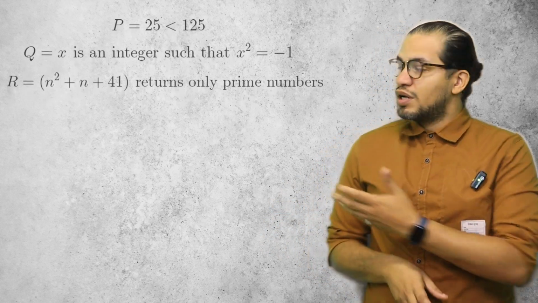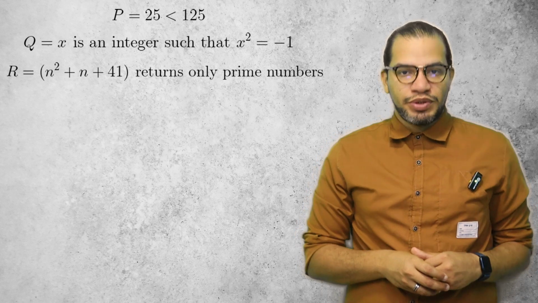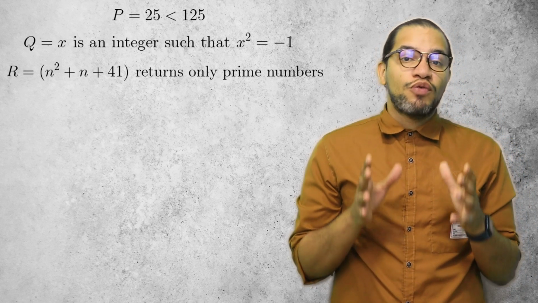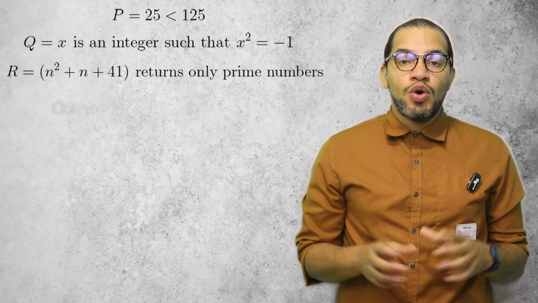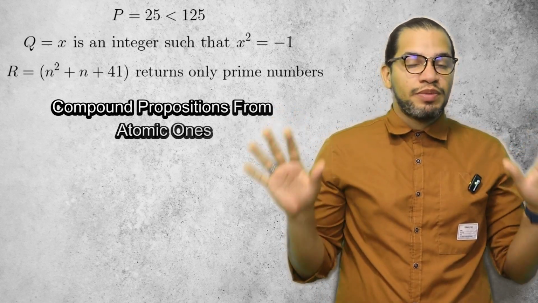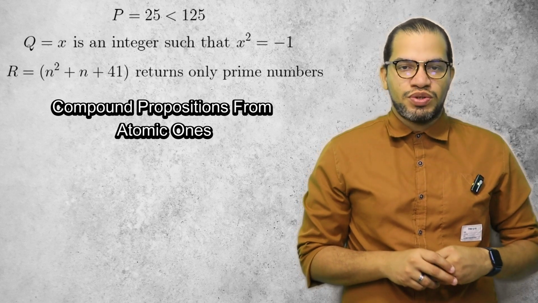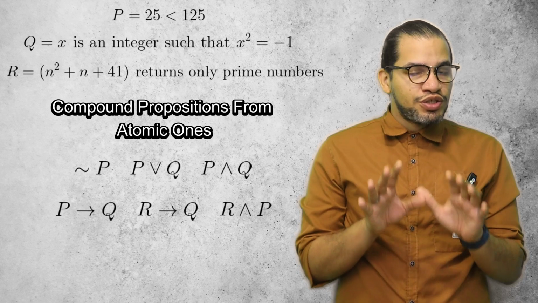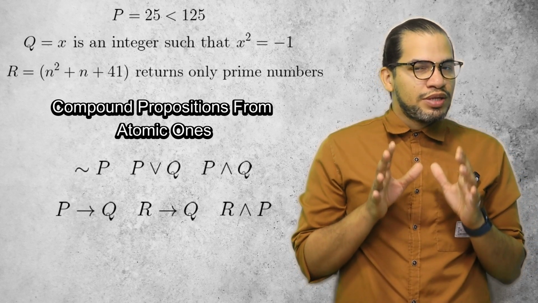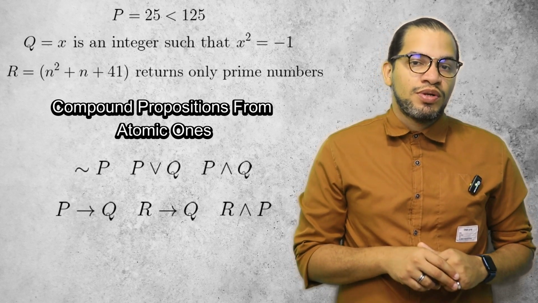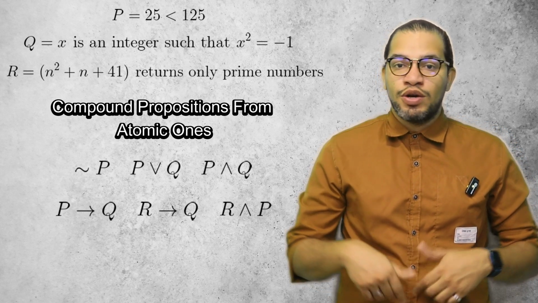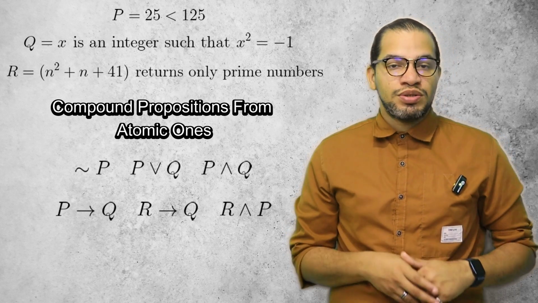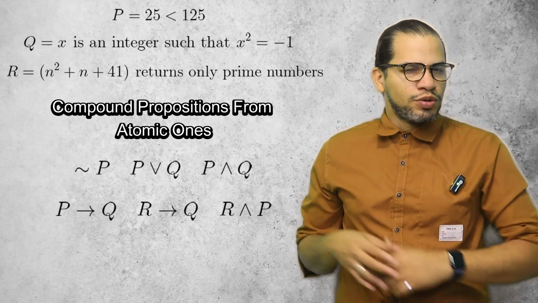Before discussing the conditions that will allow us to determine if a compound proposition is either true or false, let us consider the following atomic propositions: P, Q, and R. Now, from those atomic propositions, we can create different combinations of compound propositions. For instance, the following. Now, the main question here is, how can we determine the truth values of those propositions? In other words, how can we determine if any of those propositions is either true or false?